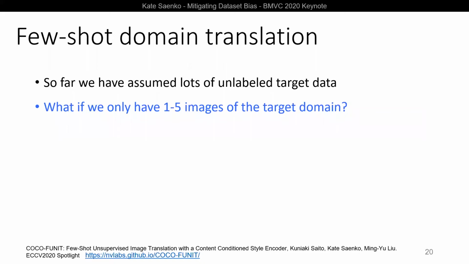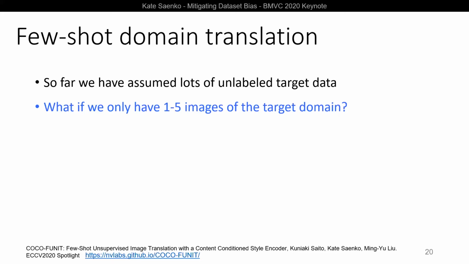Okay, so far I've showed you how we can do image-to-image translation if we assume that we have a lot of unlabeled data in the target domain. So the model that we used, which was a modified version of CycleGAN, essentially assumes that there's lots of unlabeled data in both the source and target domain so that we can do this translation. But what if we only have one or just a few images of our target domain? What can we do then? Well, something like CycleGAN isn't going to work very well.